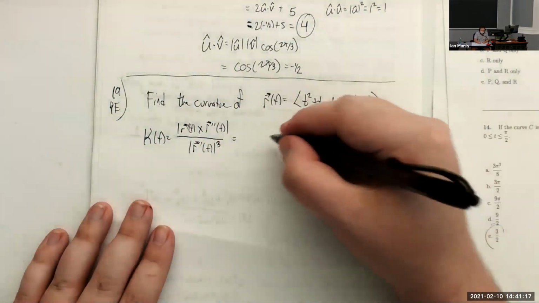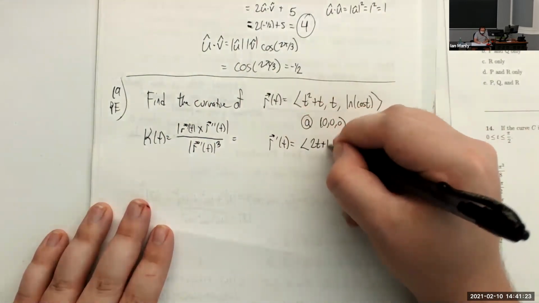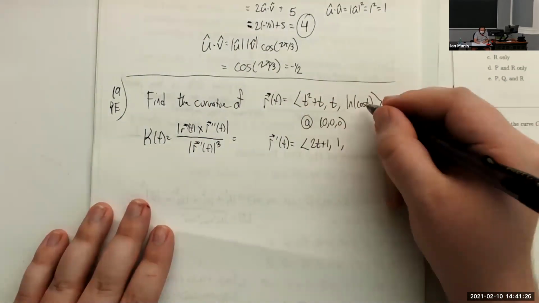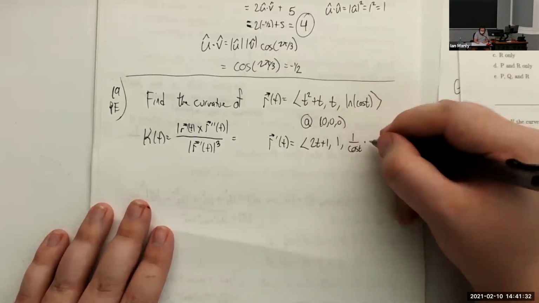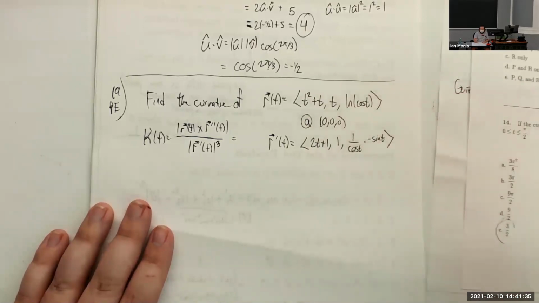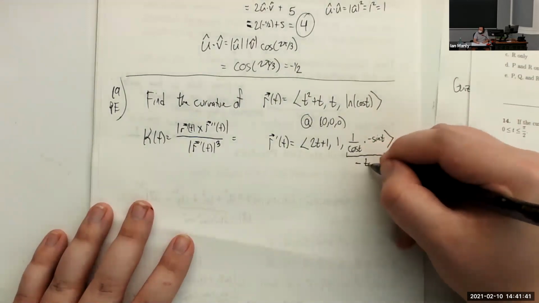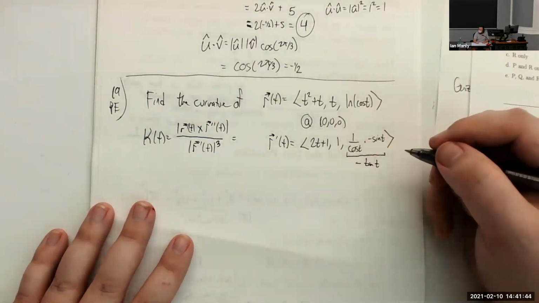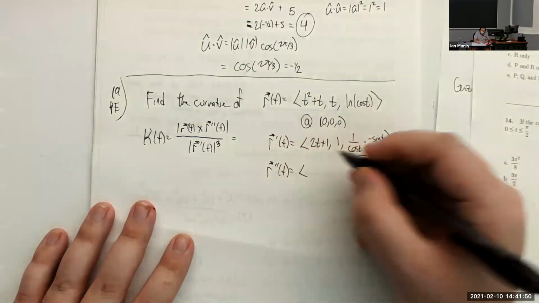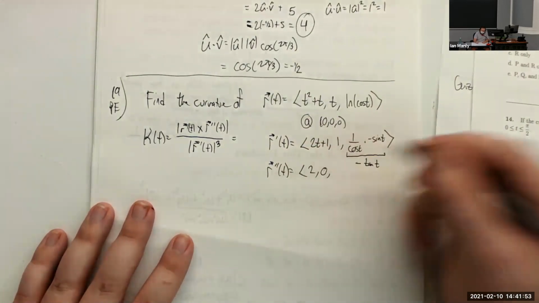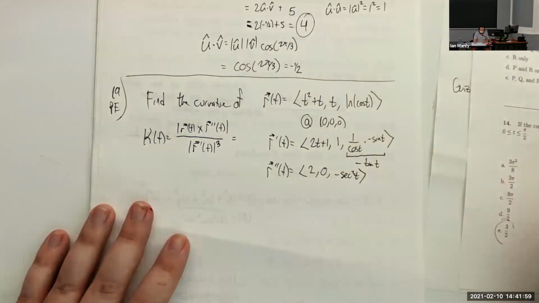Okay, so we need to do some derivatives here. So let's go ahead and do that. The derivative of this will be 2t plus 1. The derivative of t will be 1. And then the derivative of ln of cosine, so we have 1 over cosine, and then we multiply by the derivative of cosine. That gives us negative sine. But there's a more compact way of writing this. This is negative tangent of t right here. And then we're going to do another derivative because we need that. The derivative of this will be 2. Derivative of this will be 0. And the derivative of negative tangent of t will be negative secant squared of t.